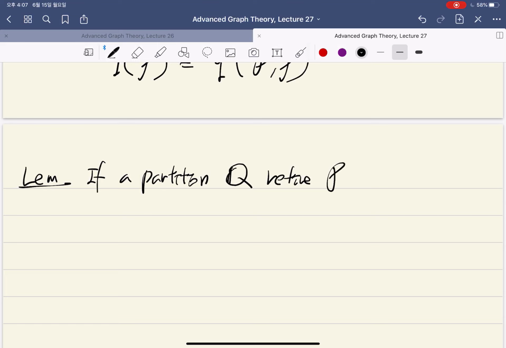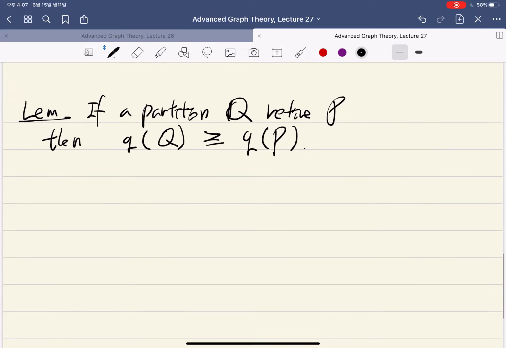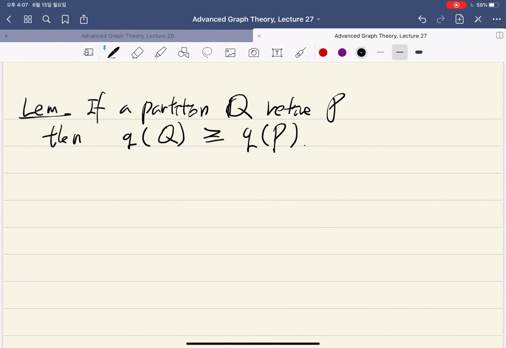So if Q refines P, then the energy of Q is bigger than energy of P. That's what we want to first show. As long as we don't care whether we are breaking an epsilon regular partition or a non-epsilon regular partition, it always goes up or stays. So it will never go down.